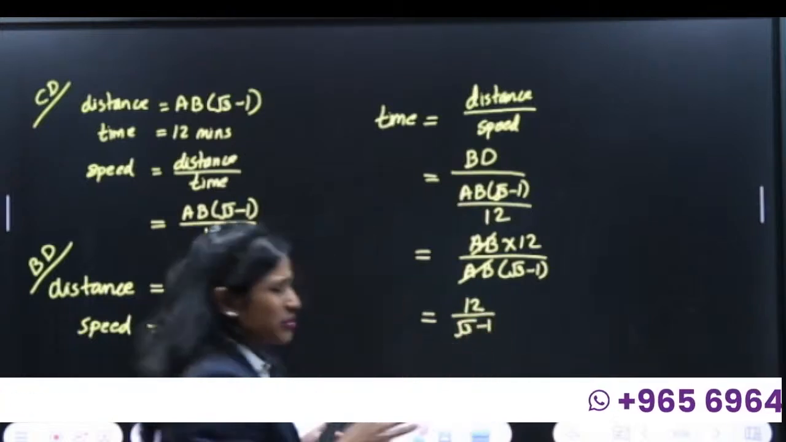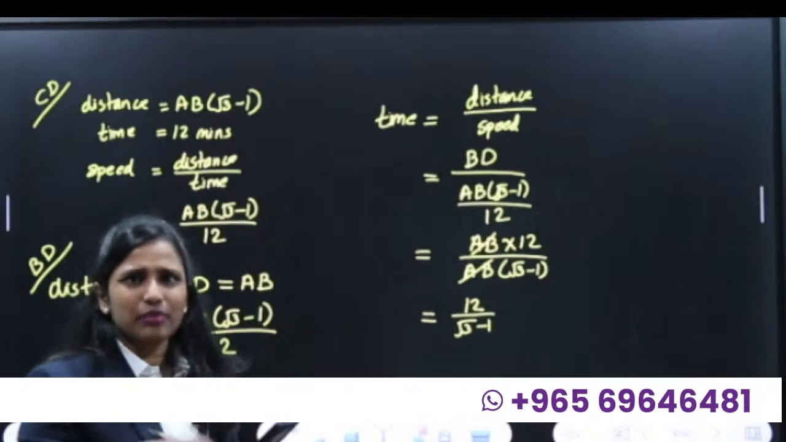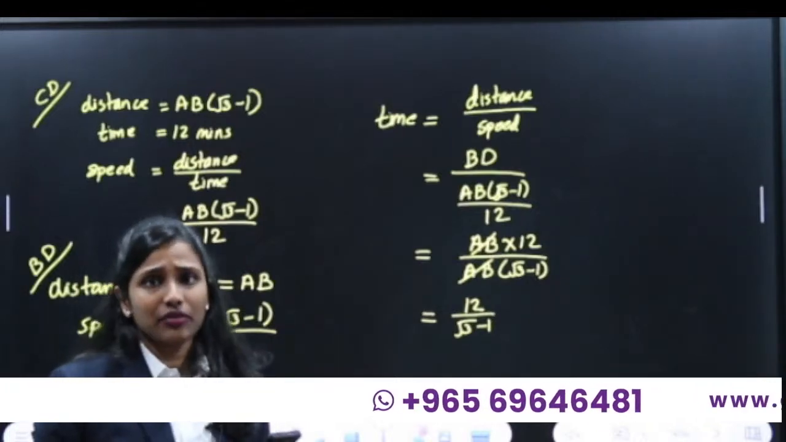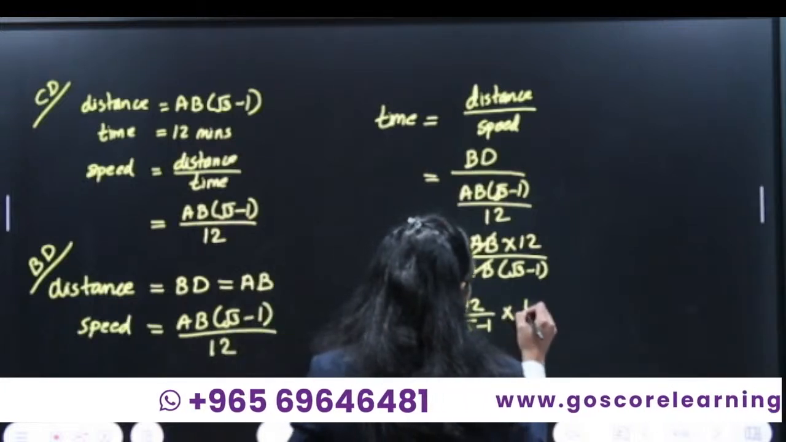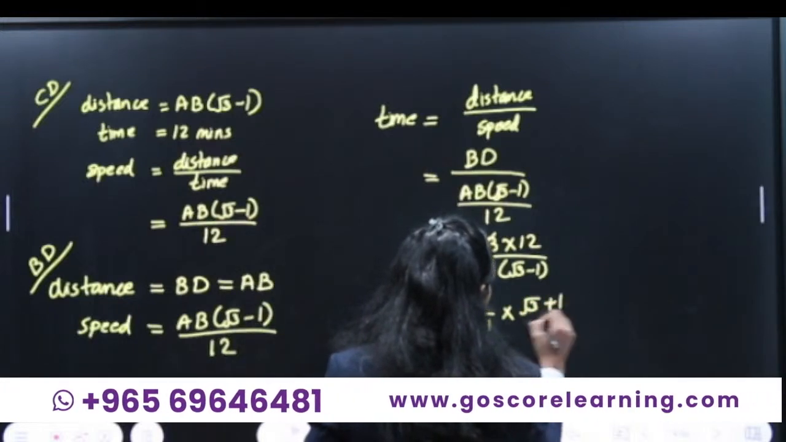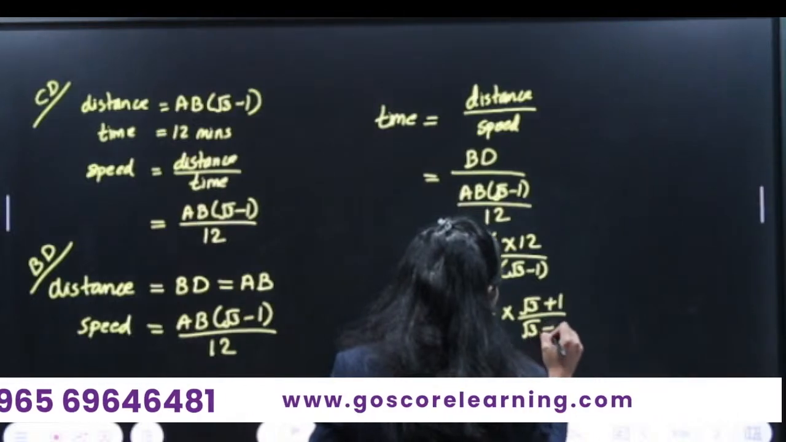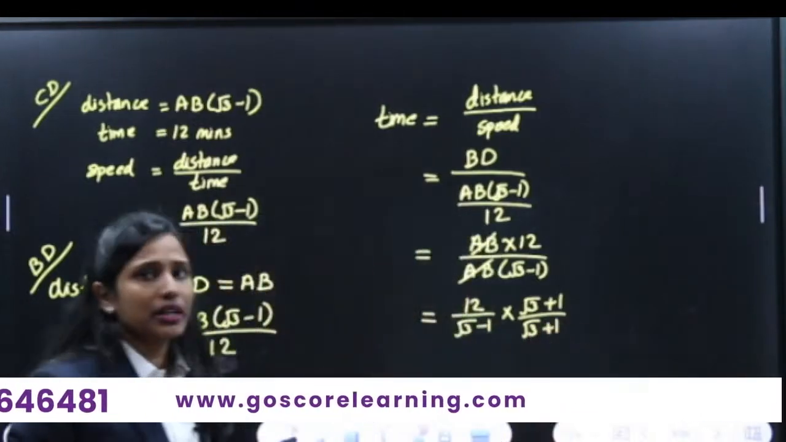But the problem is, we don't like irrational numbers in the denominator, right? We need to rationalize it. So simply multiply it with the conjugate, that is root 3 plus 1 divided by root 3 plus 1. Okay, multiply it.